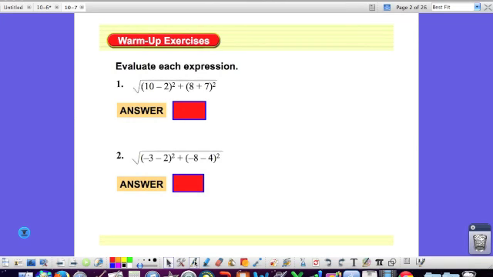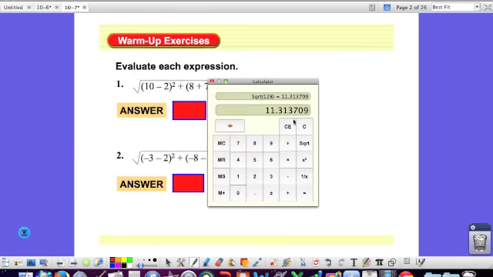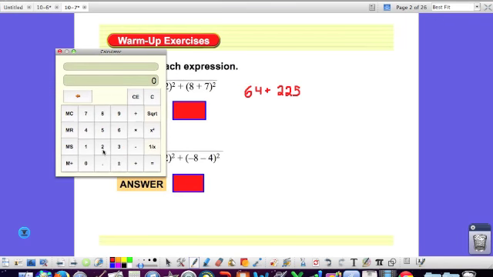So we need to be able to solve each of these, which are really distance formula problems. 10 minus 2 is 8. 8 squared is 64. Plus 8 plus 7 is 15. Sorry about that. 15 squared is 225. Of course, I don't have my calculator out. We'll just double check that. 15 squared is 225 plus 64 is 289, and the square root of that is 17.